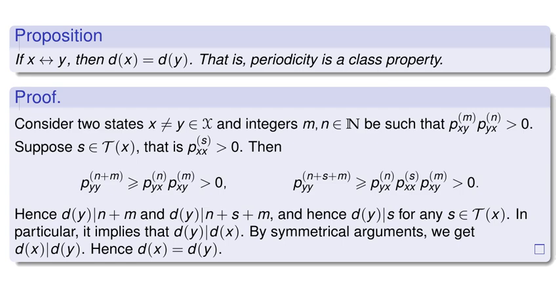Since this holds for any s in 𝒯(x), d(y) must divide the greatest common divisor of all such s, which is d(x). So d(y) divides d(x). By a symmetrical argument, we can also show that d(x) divides d(y). Since they divide each other, it must be that d(x) equals d(y).